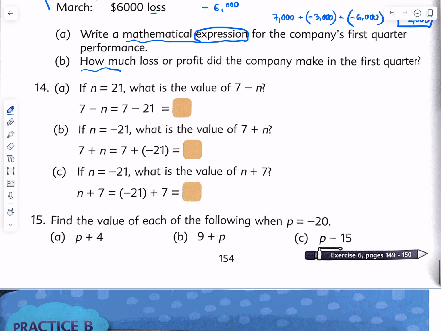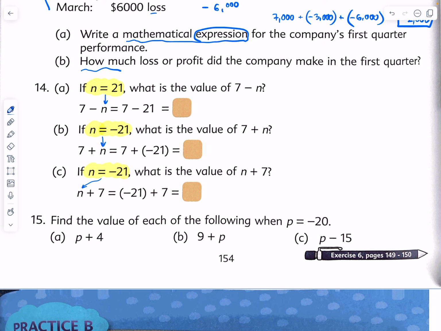Now, take a look at numbers 14 and 15. We do a little bit of algebra here. We substitute n equals 21. We substitute n equals negative 21. And again, we substitute n equals negative 21. Let's see what happens. We substitute in place of n. Substitution. So let's compute. 7 minus 21.